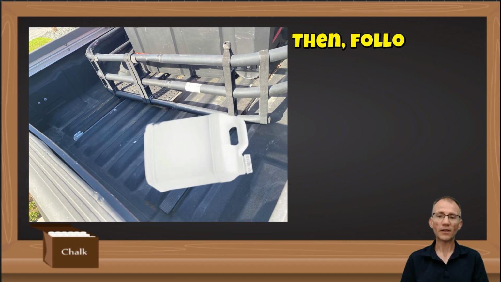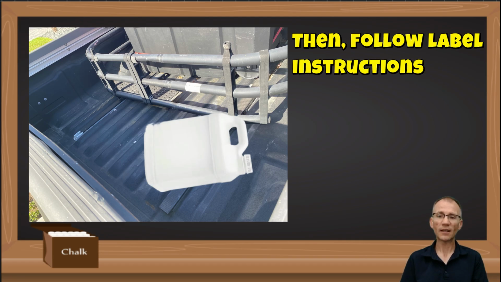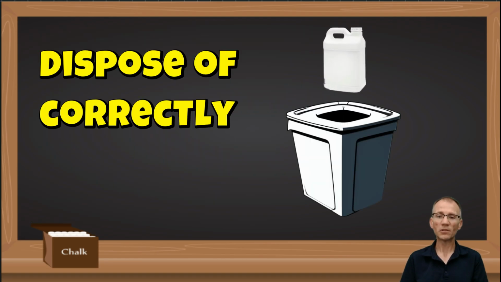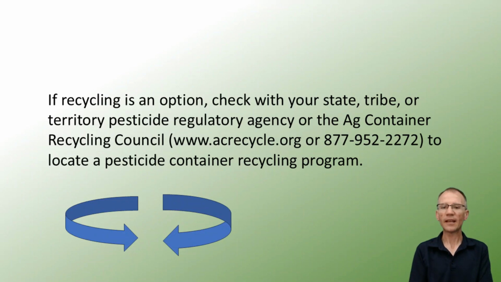Make sure to follow all instructions from the label on rinsing the container or cleaning it as you need to. Then make sure you dispose of it correctly according to those label instructions. If recycling is an option, check with your state, tribe, or territory pesticide regulatory agency or the Ag Container Recycling Council, www.acrecycle.org or 877-952-2272, to locate a pesticide container recycling program.